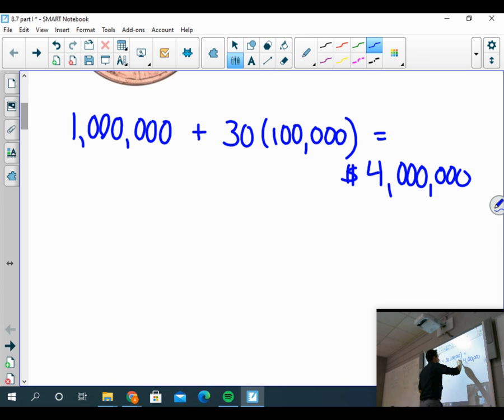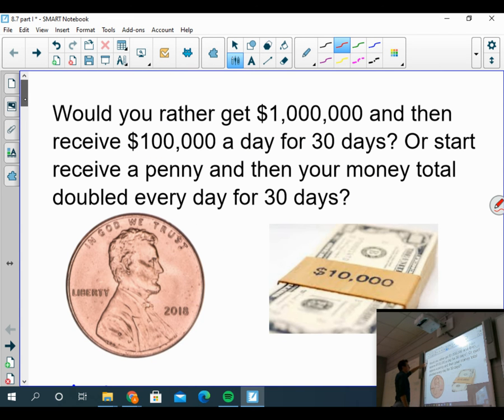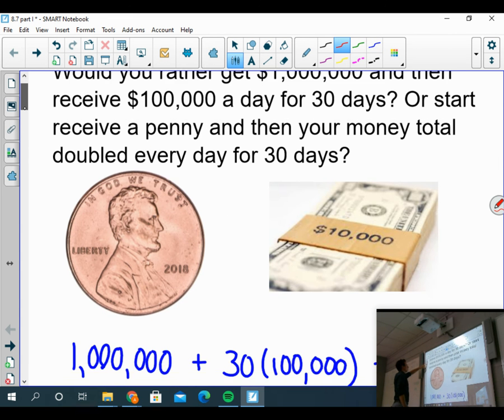You get 1 million from the get-go, from the beginning, and then you get 3 million more by getting $100,000 a day for 30 days. So that's option number one. Option number one gets us $4 million. I think you can all figure that out, but maybe the second one gave you a little bit more trouble.